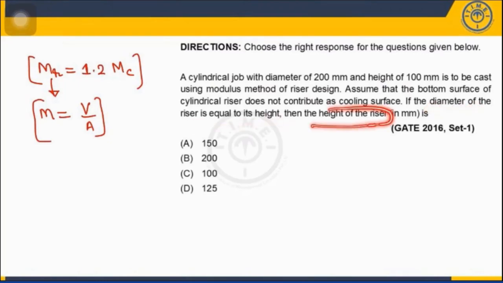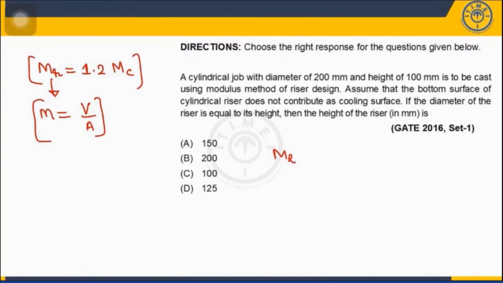Sorry, what will be the height of the riser? It is given that the diameter and height are equal. That means the diameter is not given, the height is also not given, but the condition is given: the diameter and the height are equal. The casting size is also given, the cylindrical job. Suppose the modulus of riser is 1.2 times that of the casting.